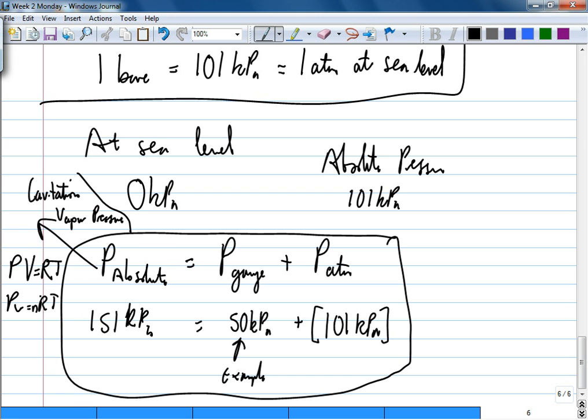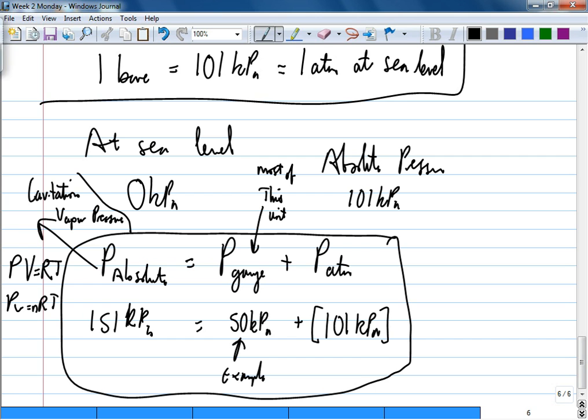Depends. Scientists use it like this. Engineers use it like this. Those that have done thermo use it like this. Those that have done science and chemistry, they use it like this. When you use the ideal gas equation and other things that rely on fluid properties, then you need to use absolute pressure. But for this unit, most of the time, gauge pressure is enough. I'll show you why soon.